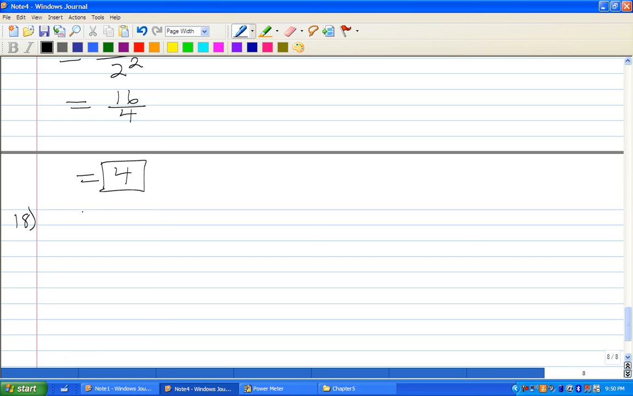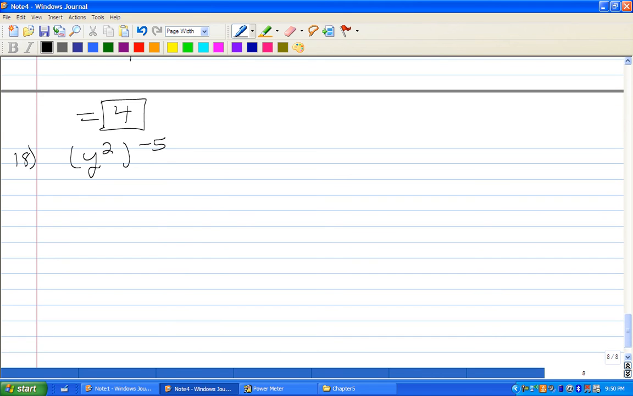And so I have here y to the power 2, to the power negative 5. This is just a base to a power to a power. You keep the base and you multiply exponents. 2 times negative 5 is negative 10. And so I have a negative exponent, so I'll take the reciprocal. This is just 1 over y to the power 10. And that is my final answer.